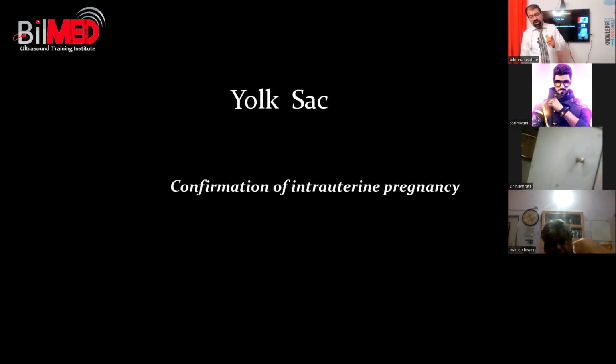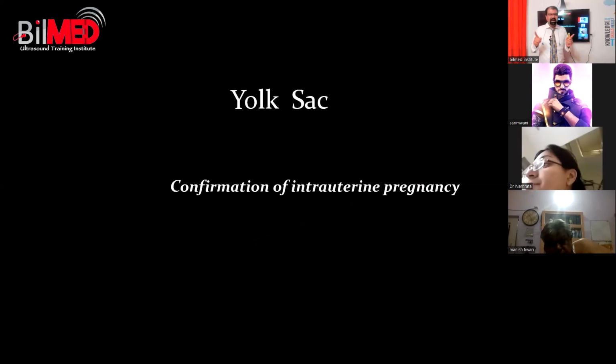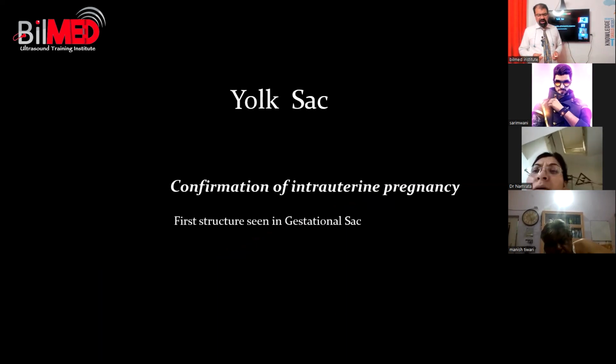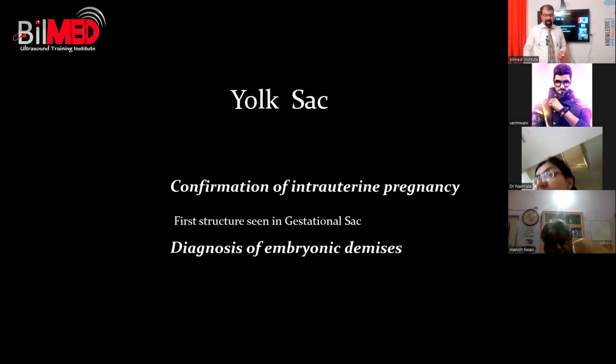Now, it confirms the intrauterine pregnancy. It means that if you are dealing with a gestational sac with a yolk sac, it cannot be a pseudogestational sac. So in fact, this yolk sac is the first structure which is visualized in the gestational sac, even before visualization of an embryonic disc.